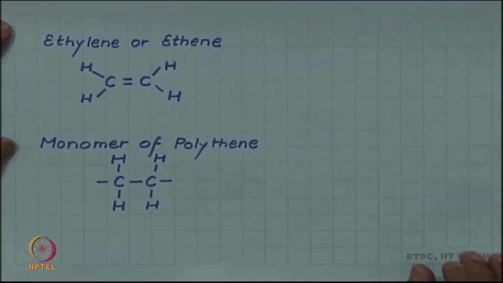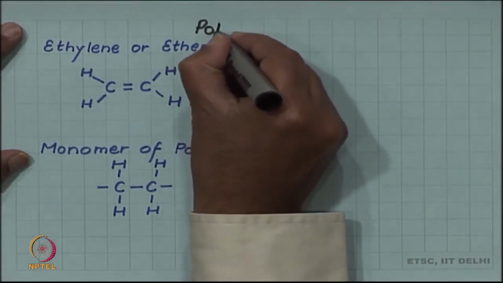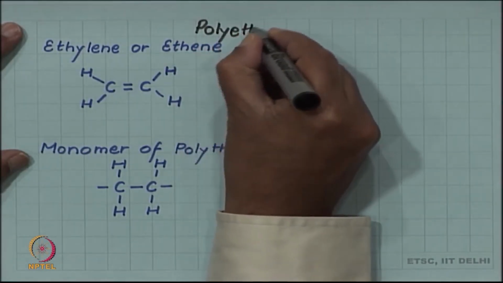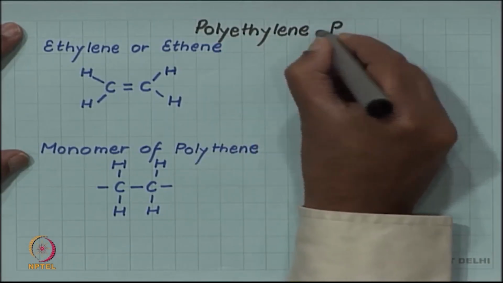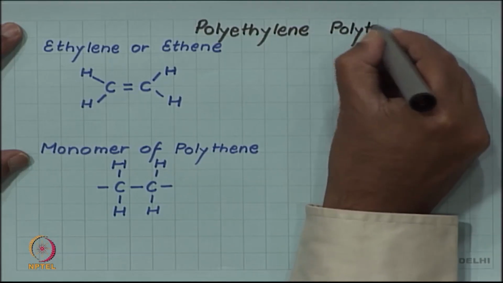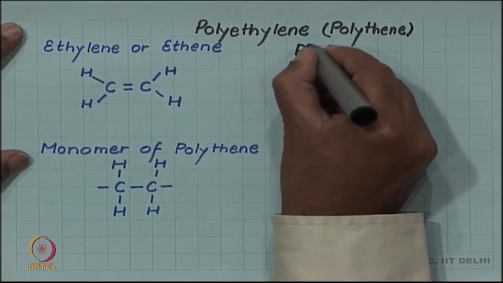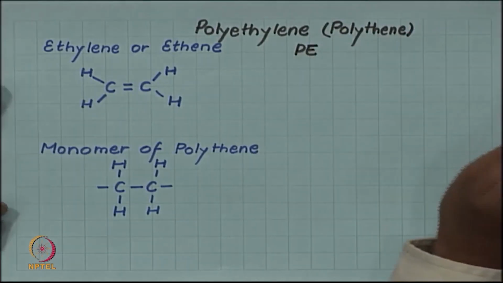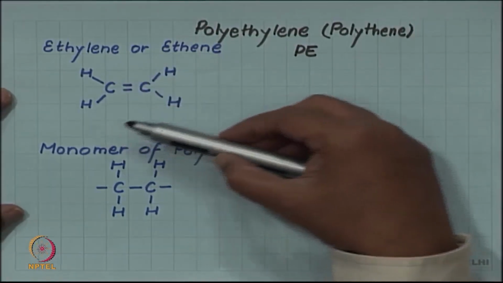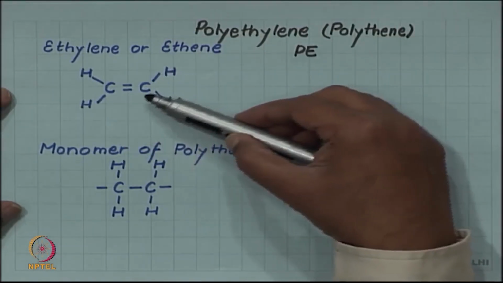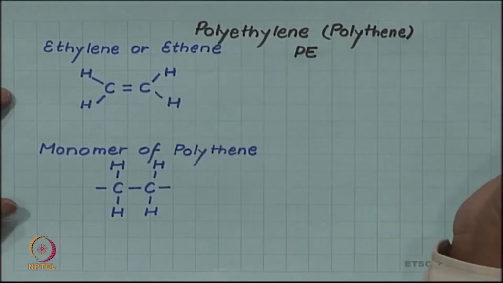Let us look at an example of polythene or polyethylene. Polyethylene, or sometimes also called polythene, abbreviated as PE. So, this polymer is made of ethylene or ethene gas. In the gas, you have a doubly bonded pair of carbon with 2 hydrogen attached to each of these carbon.